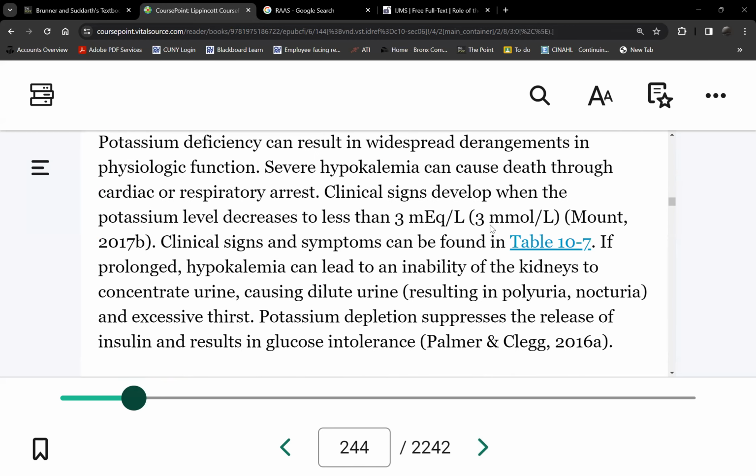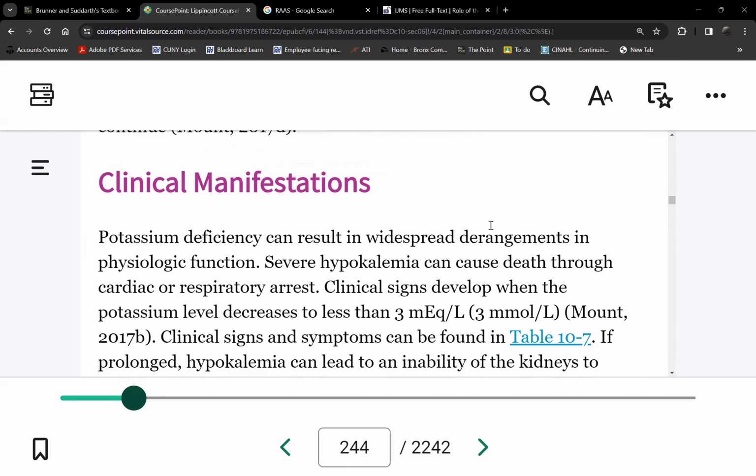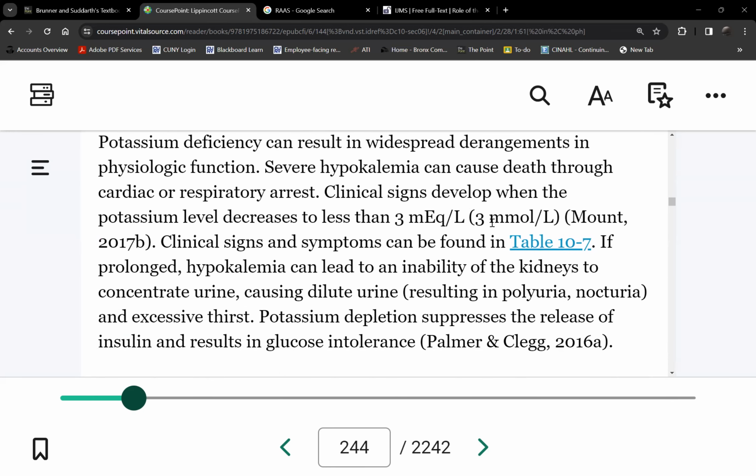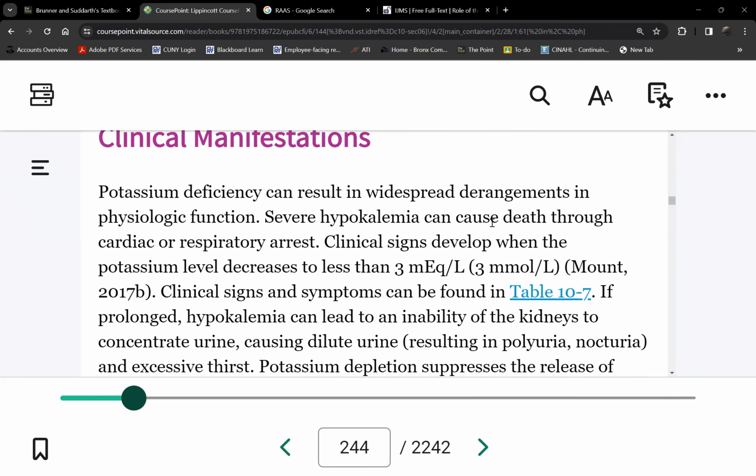So in dehydration, what did you treat the patient with? You gave them fluids, right? Fluids, you know, IV or PO. Patient has low potassium, so how do you treat it? You give them potassium also either by mouth or IV.